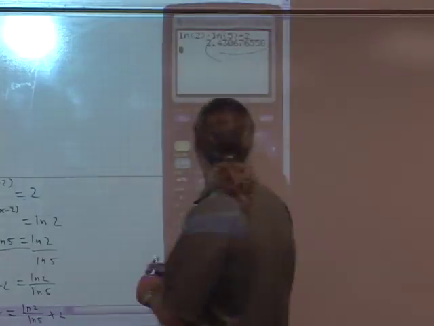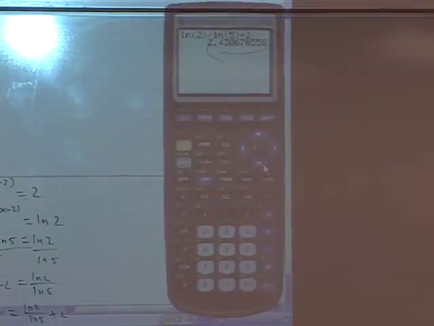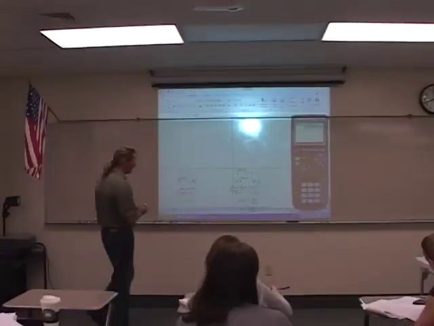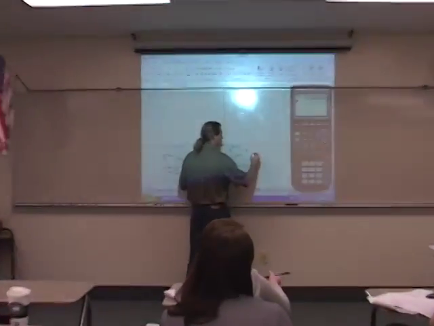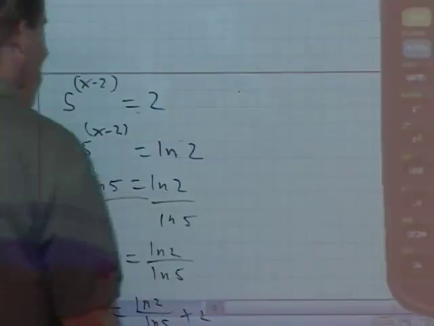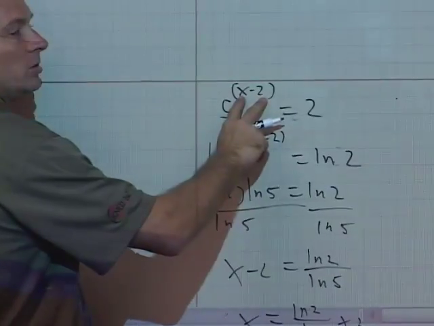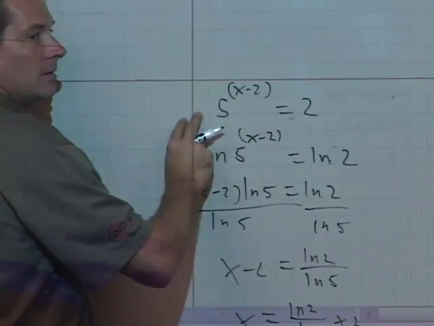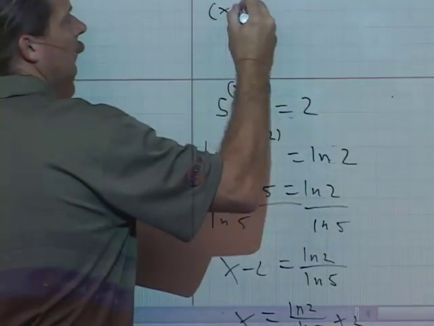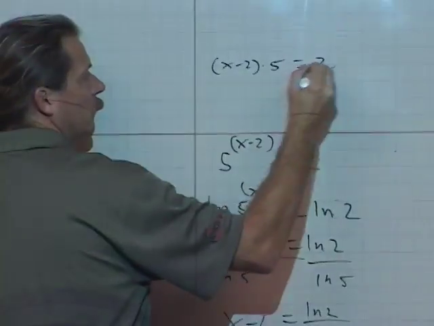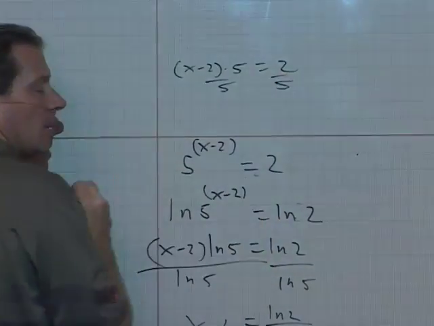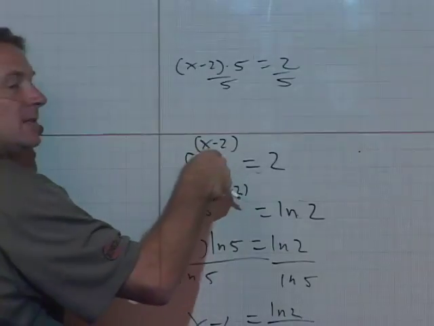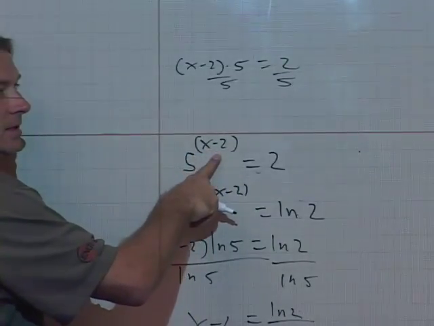Isn't that the same as if you divide by 5, right? Because you get 2 and 2 fifths for the answer. If I had x minus 2 times 5 is equal to 2, and I divide both sides by 5, I will get what you're looking for. But this is not 5 times this. This is 5 raised to this power. You see the difference?